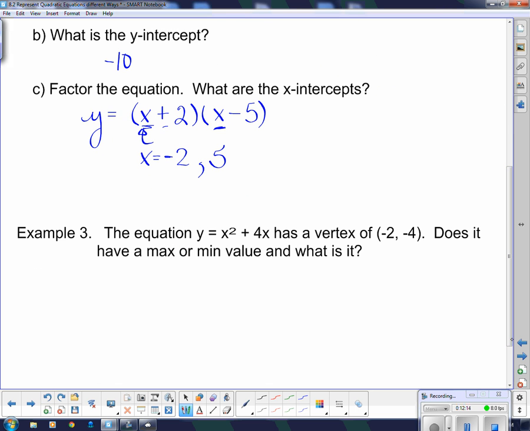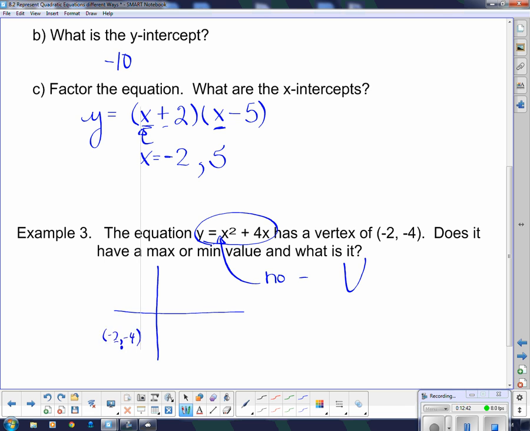And our last example, it says, this equation, y equals x squared plus 4x, has a vertex of negative 2, negative 4. Okay, so the vertex is at negative 2, negative 4 down here. Now from this equation, there's no negative out in front of there. And when there's no negative, that means it's right side up. It opens up. So since there's no negative there, it's going to come down, hit that vertex, and go back up again. So it must have a minimum value, because it has a low point.